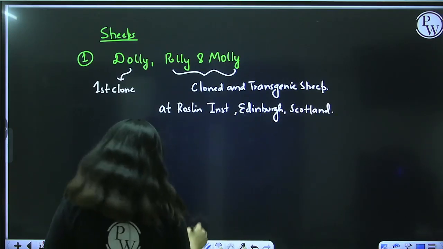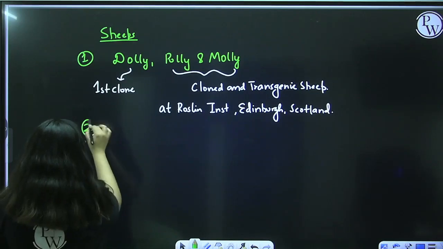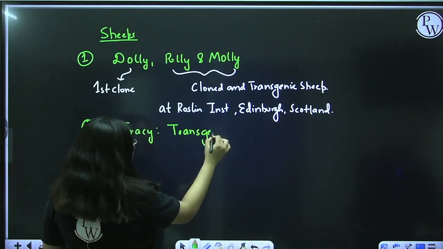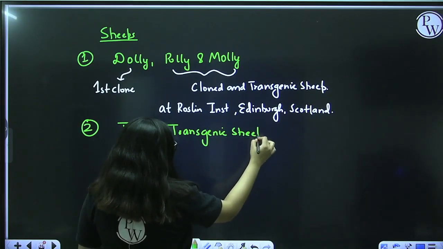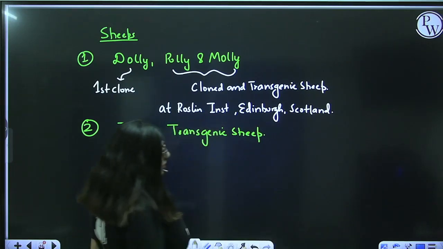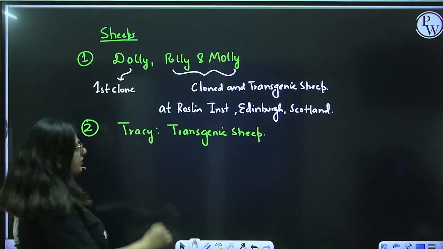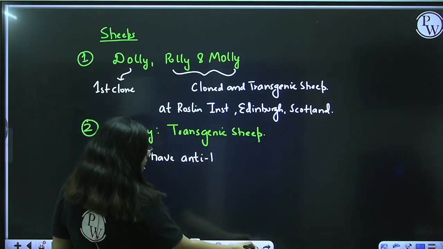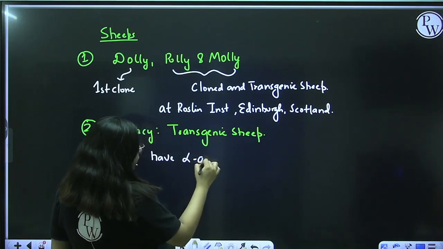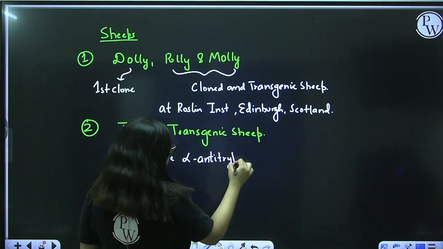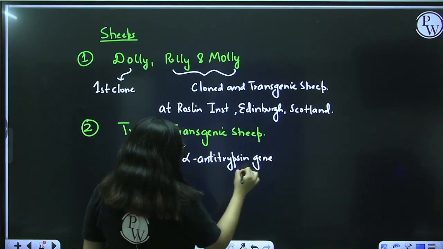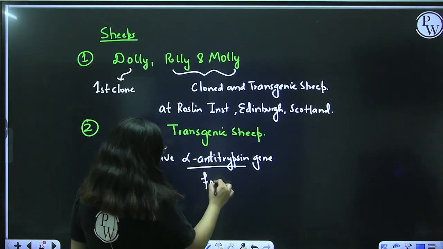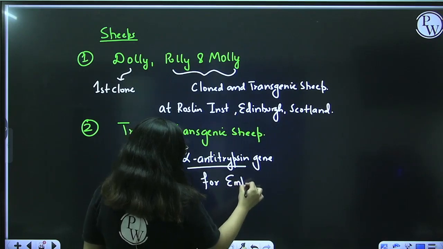The second sheep that we have is Tracy. Tracy was also a transgenic sheep, right? Tracy contains a gene that produces alpha antitrypsin. So what was this alpha antitrypsin used for? It was used for a disease known as emphysema.